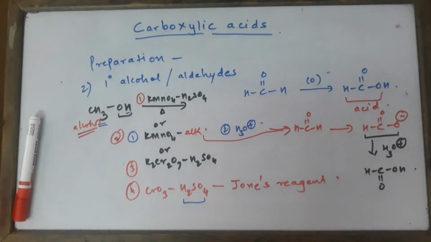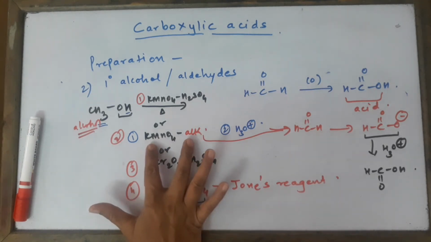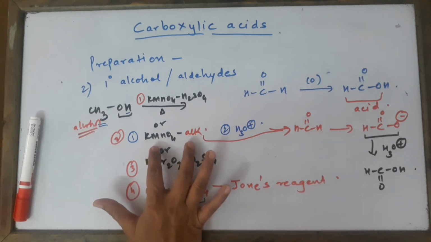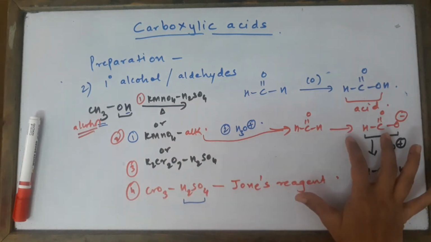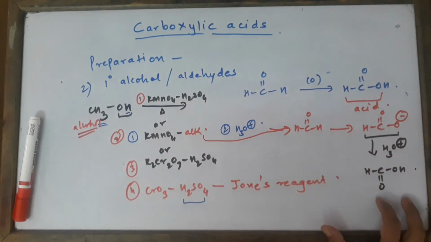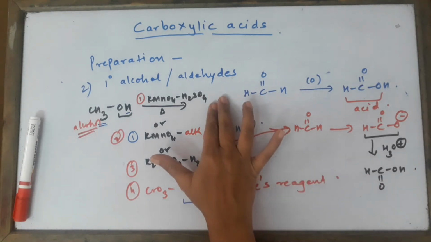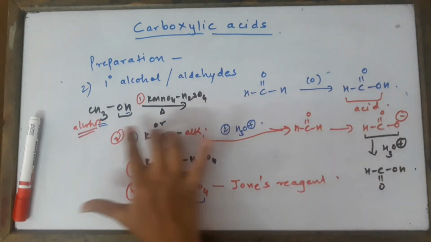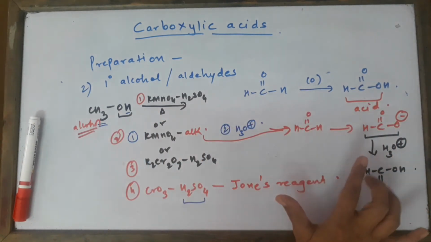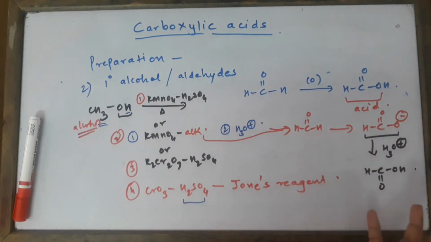So this was a 1 mark question for my exam, which method is the best method. Alkaline KMnO4 is the best method because it forms the salt first, which can be acidified to give you the carboxylic acid. The acidified technique is not good because it gives me not only acid but some amount of ester, so it is going to cause loss of my carboxylic acid.